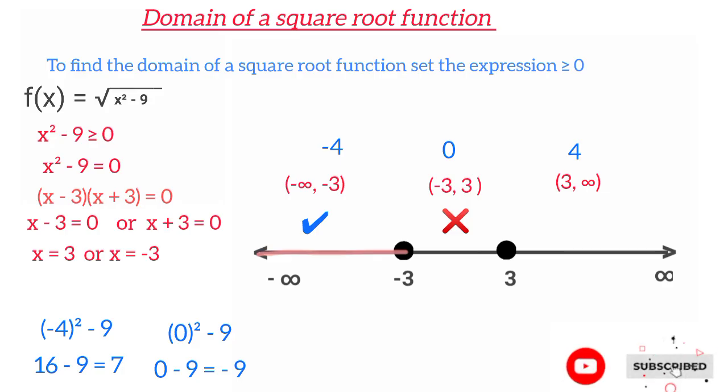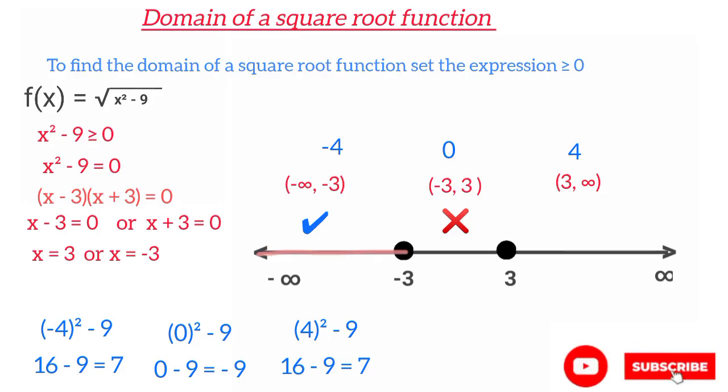Now, let's try the third interval using 4. Substituting 4 into this expression, we have 4 squared minus 9. 4 squared is 16. So this is 16 minus 9, and that gives us 7. Since 7 is a positive number, then this interval is part of the domain.